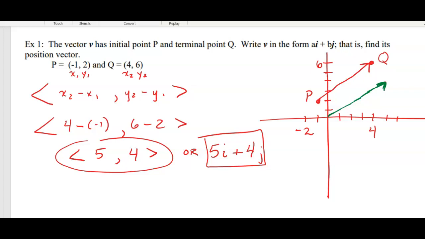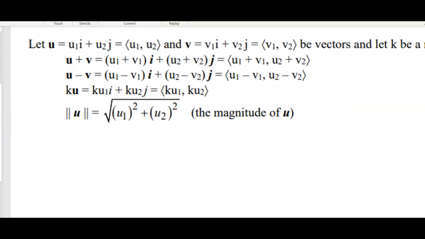Okay, so this formula takes a vector that's floating anywhere and it just orients it so that the initial point is at the origin. Pretty easy, pretty basic formula. Okay, so that's one of our basic skills for the day. So here are a few more.